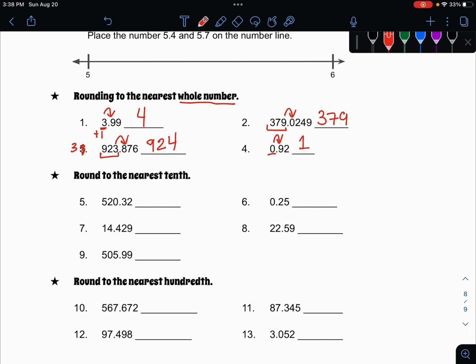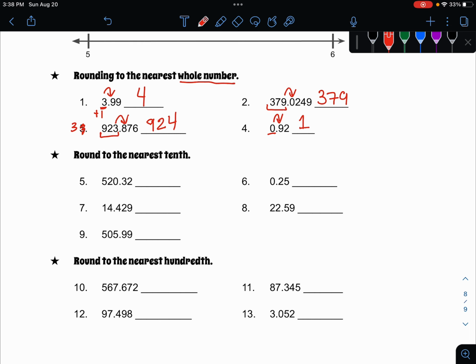Let's round to the nearest tenth now. Okay, so we have this number, 520 and 32 hundredths. We have a 3 in the tenths place. Let's look next door. We have a 2. Since it is less than 4, we would let it rest. So it would be 520 and 3 tenths.